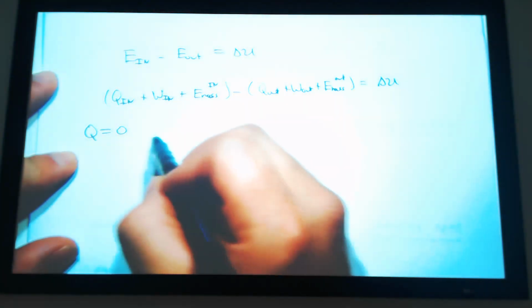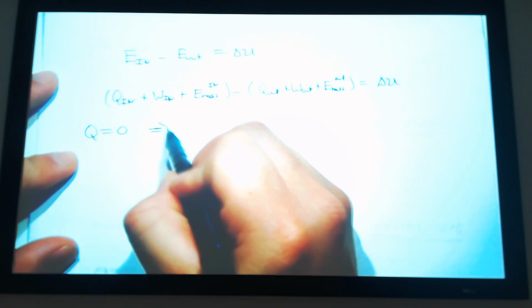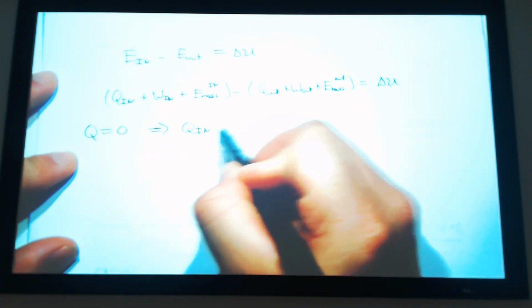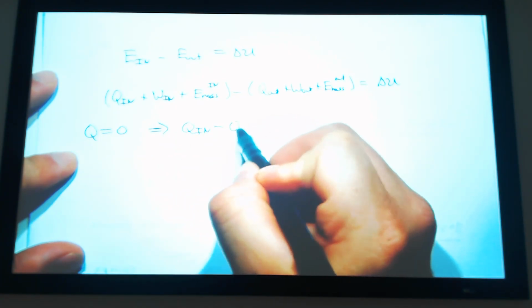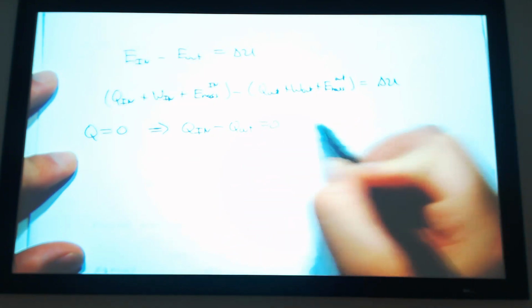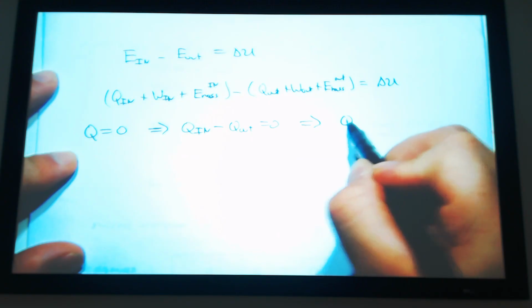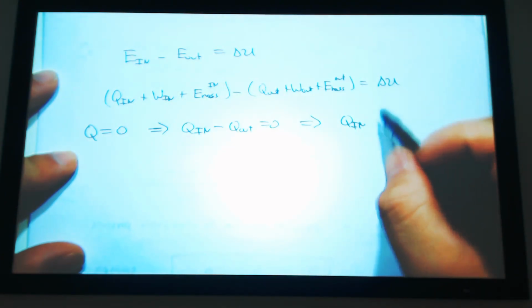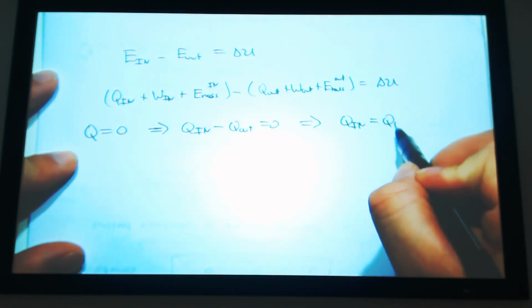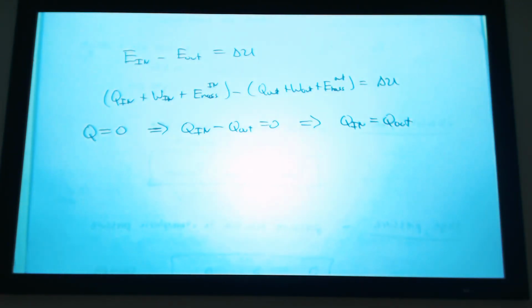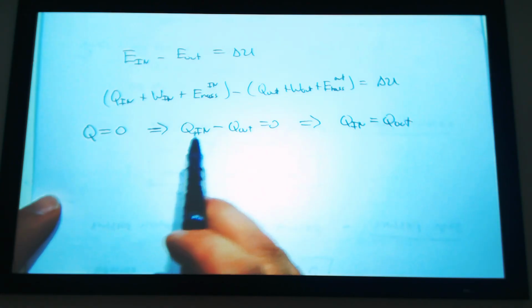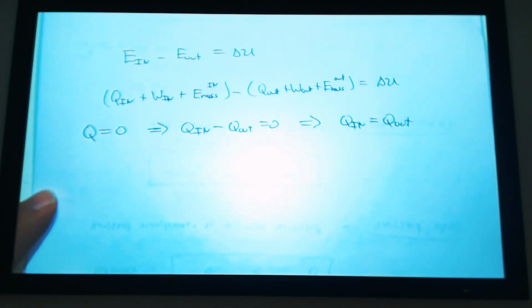So in this context, which implies Q in minus Q out equals 0, which implies that Q in equals Q out. I can have heat in and I can have heat out, it's just they're balanced by each other.